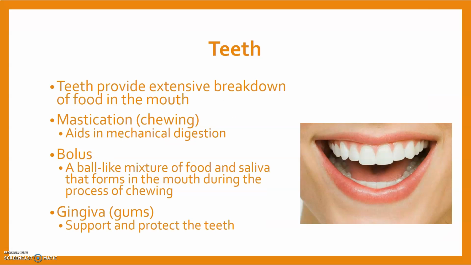Teeth provide that physical breakdown of food in the mouth. And they do so by mastication, which is a term for chewing. This is going to aid in mechanical digestion. As that food becomes broken down, it becomes a ball-like mixture of not only food, but also the saliva or the spit that's in your mouth. This forms what's called a bolus. And then also in the mouth you have your gingiva, which is the term for gums. The gingiva support and help to protect the teeth. And that concludes the first part of the digestive system.